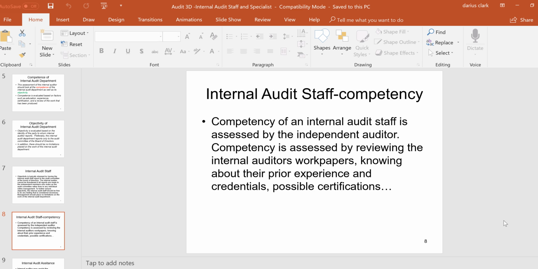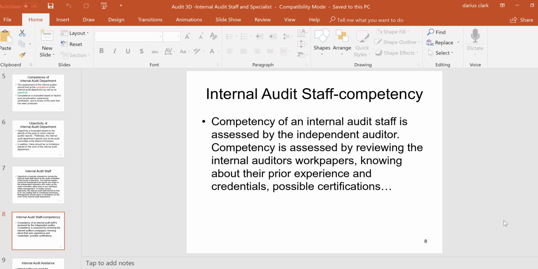Competence on slide 8, we have to assess that also. Competence of an internal audit staff is assessed by the independent auditor by reviewing the internal auditor's work papers. Let's see some of the work they did this year in testing those controls. Let's review some of the work papers.